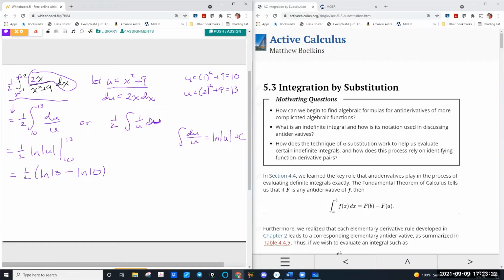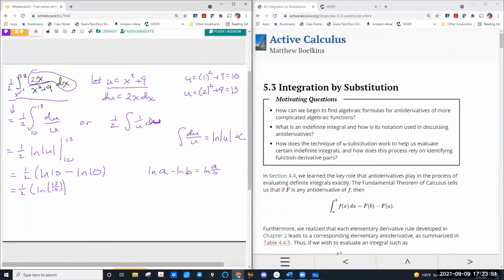And guys, this is fine for a final answer. It's nice and exact. It's not a decimal approximation. If you want to get fancy, we can use some properties of logs. Subtraction of 2 logs, this should look familiar. ln of a minus ln of b equals ln of a over b. We can make this ln of 13 over 10 or ln of 1.3.